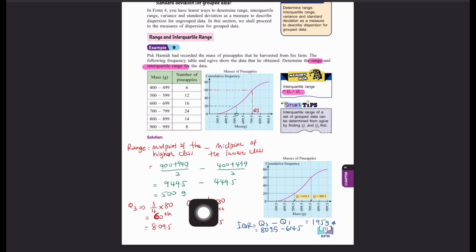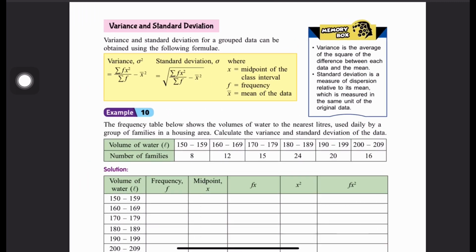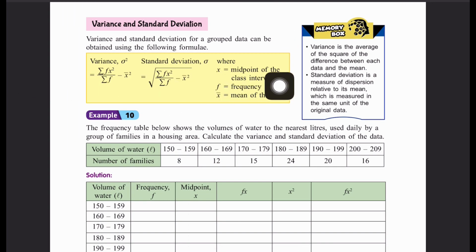Don't confuse these two things. Okay, next, we will have a look at variance and standard deviation. So how do we find variance and standard deviation? This is the formula for variance and this is the formula for standard deviation, where x is the midpoint of the class interval, f is frequency, and x bar is the mean of the data. Look at example 10. The frequency table below shows the volume of water to the nearest liter used daily by a group of families in the housing area. Calculate the variance and standard deviation of the data.